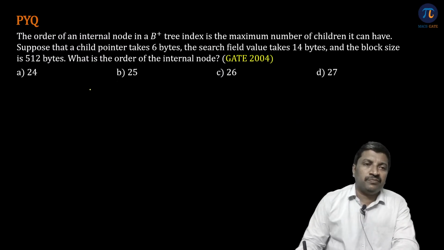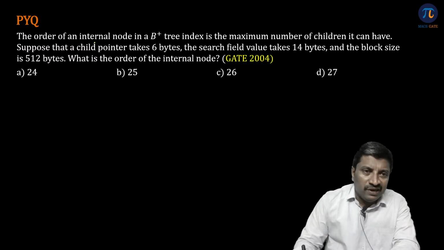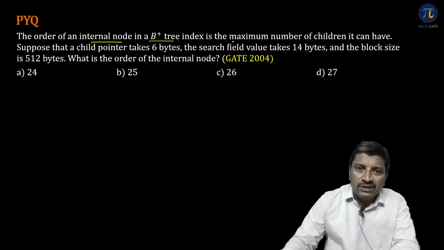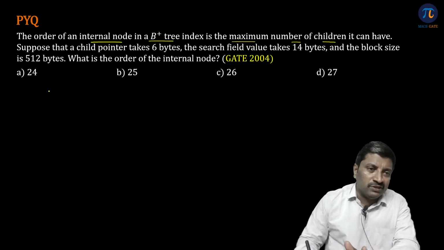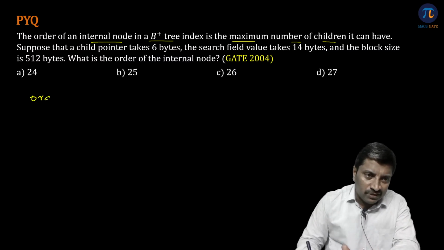Let's go to the next question. The order of an internal node in a B plus tree is the maximum number of children it can have. The same definition they have given, sir.